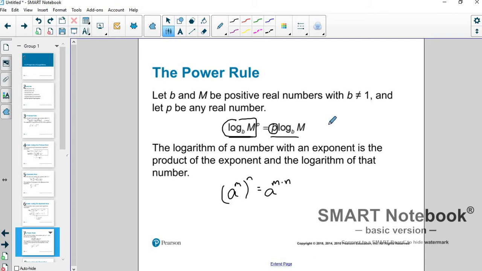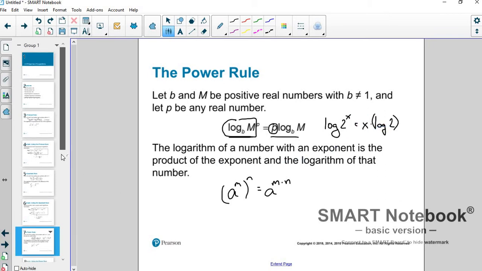The power rule is very powerful because if you have something like log base 2 raised to the x power, then what can you do with that x? You can bring that x down in front, and now I can solve for x here, where x up here in the exponent I can't get to, x down here I can. So this is a very important rule for us moving forward.